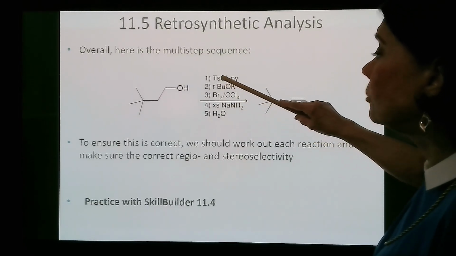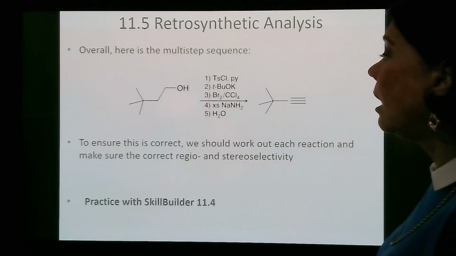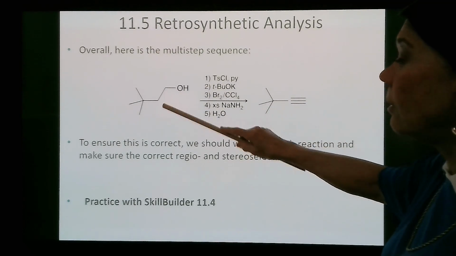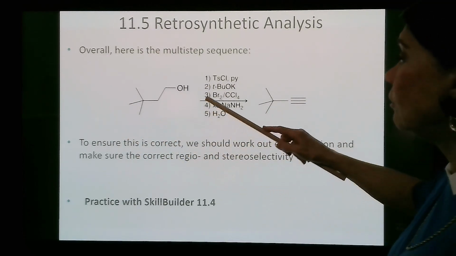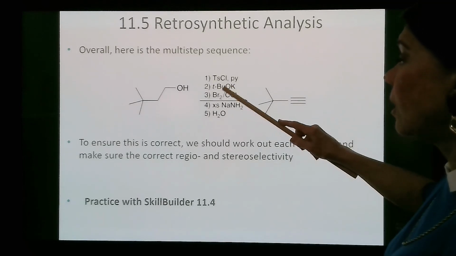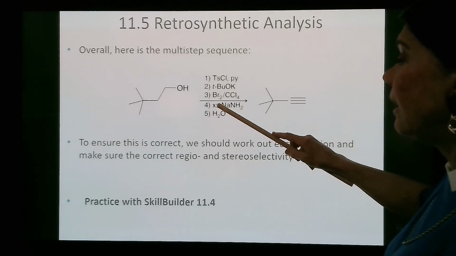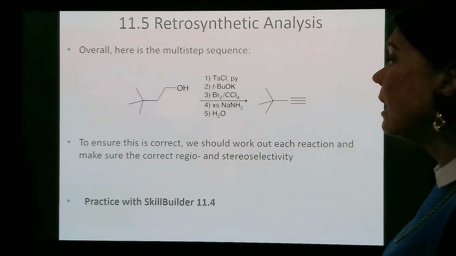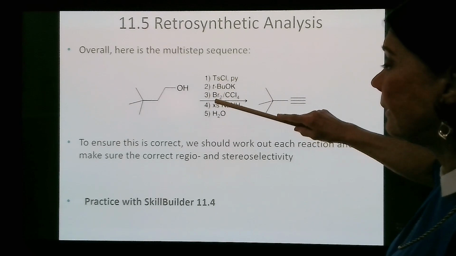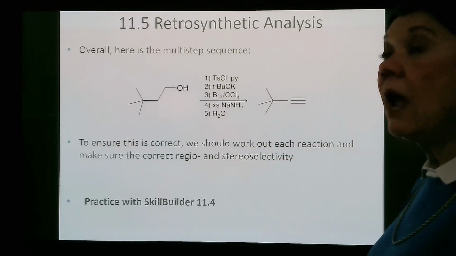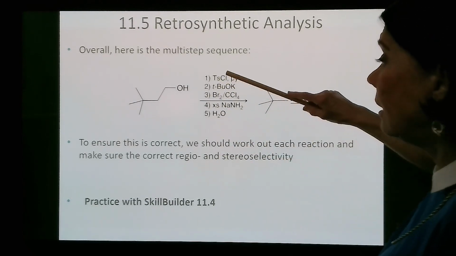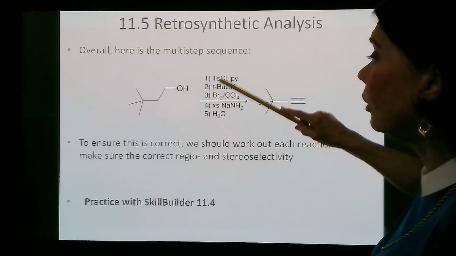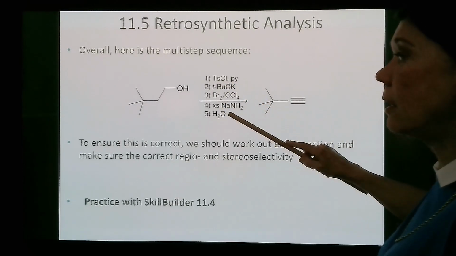Okay. Tosyl chloride makes that a better leaving group. Now you have a strong base, the DBU or DBN, like you just saw in the previous slide, then bromination, then excess sodium amide, and then you add water. Now notice how all of these are stacked up on one arrow like that. I really doubt that they're saying that this is a one-pot reaction. I just doubt that, because you're going to have too many byproducts in here.